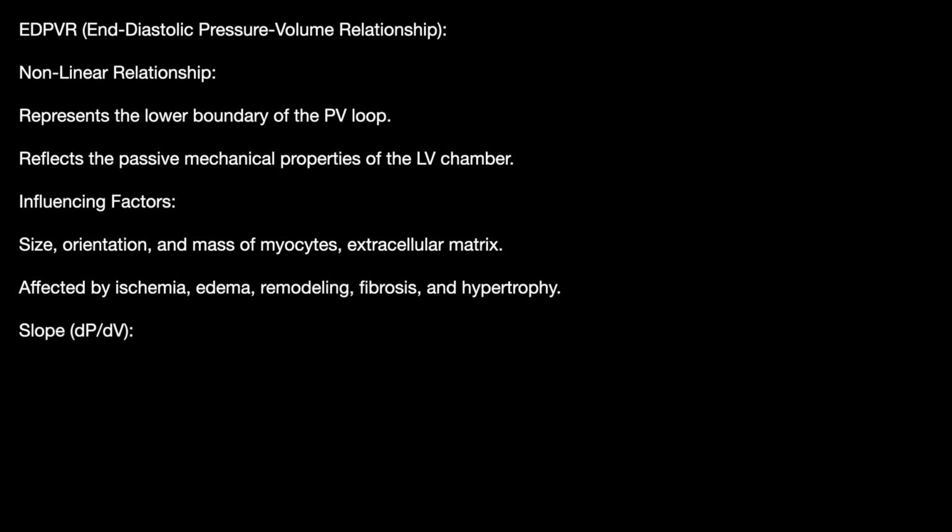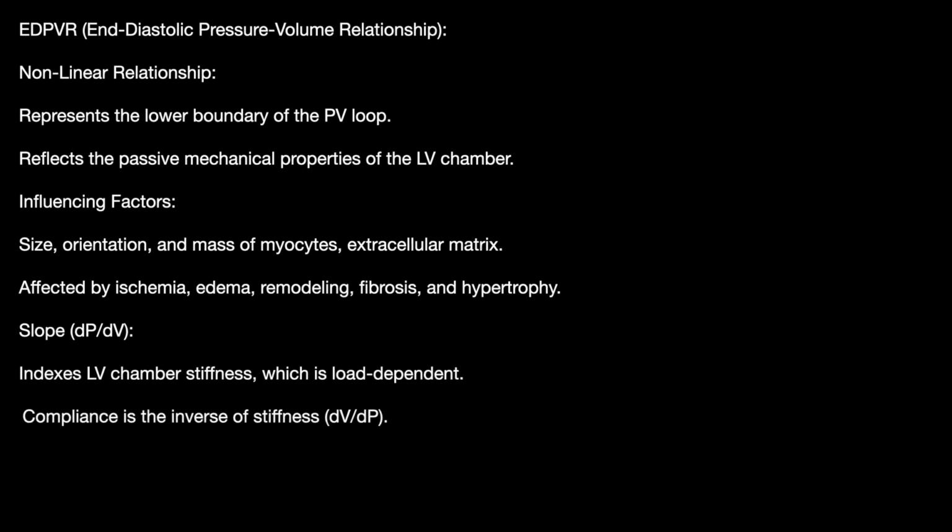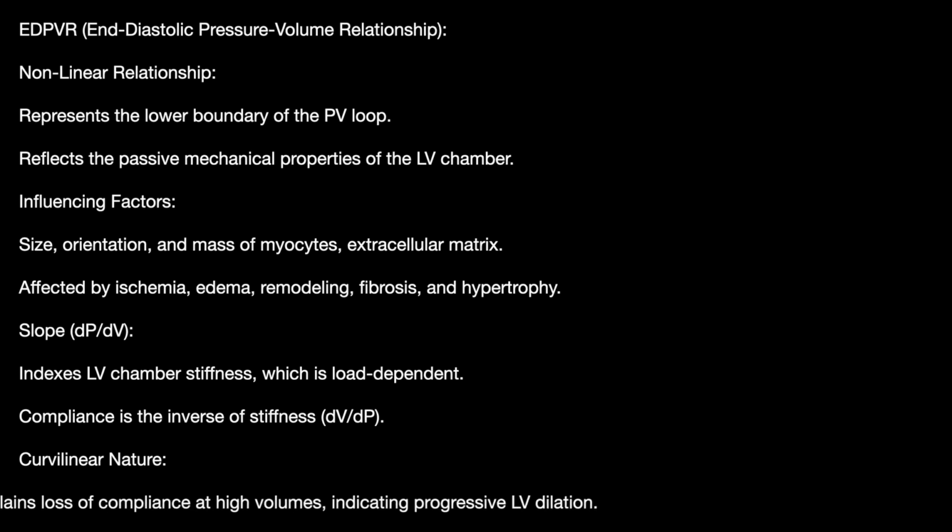The slope, that is delta P over delta V, indexes the left ventricular chamber stiffness, which is load dependent. The compliance is the inverse of stiffness, that is delta V by delta P. The curvilinear nature explains the loss of compliance at high volumes, indicating progressive left ventricular dilatation. As my volumes increase, my ventricle will become more stiff.